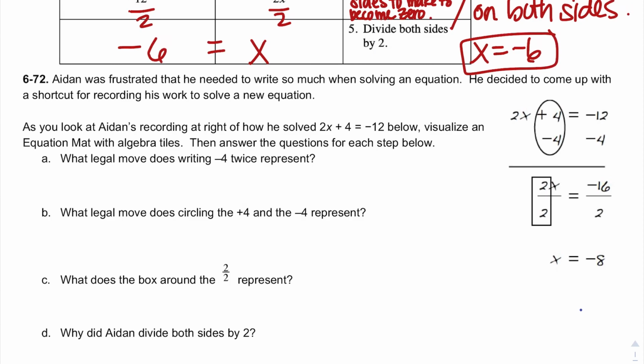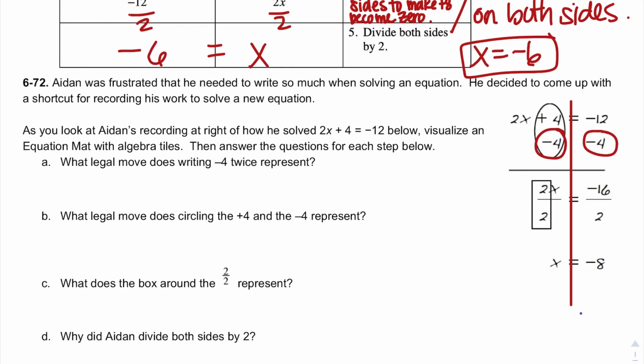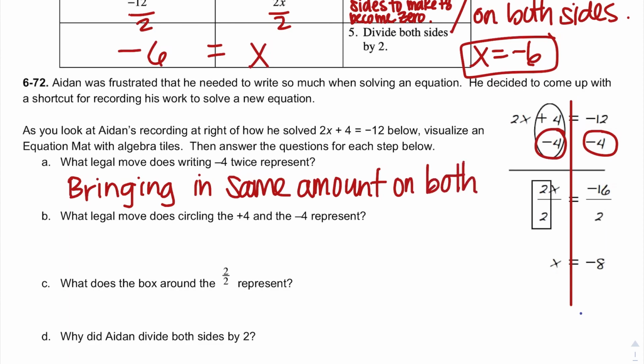Okay, what does the legal move negative 4 twice represent? So when I bring in negative 4 on the left side and on the right side, what is it doing? So that's what it's asking. If I bring in negative 4 here on the left, I'm going to put in my wall again so that way you can see the left side and the right side of the mat. What we're doing is we're making a 0 pair with positive 4. So what legal move does writing negative 4 twice represent? Bringing in the same amount on both sides. And the reason that we brought in the same amount on both sides is because what we do to one side, we have to do to the other.